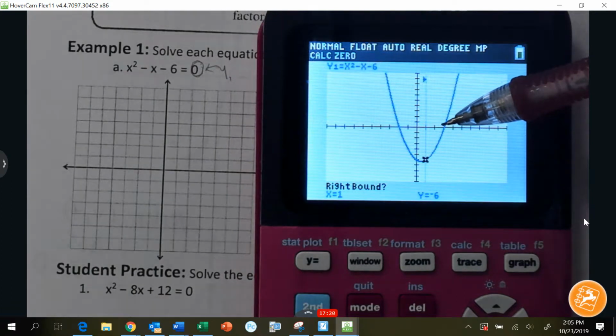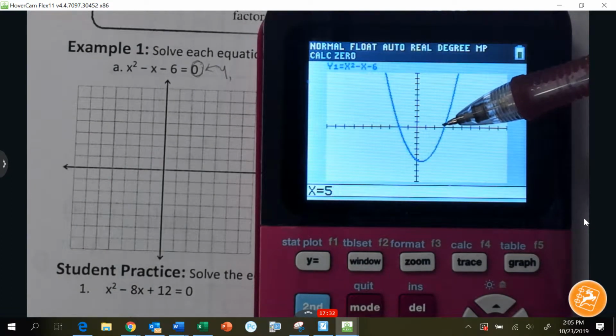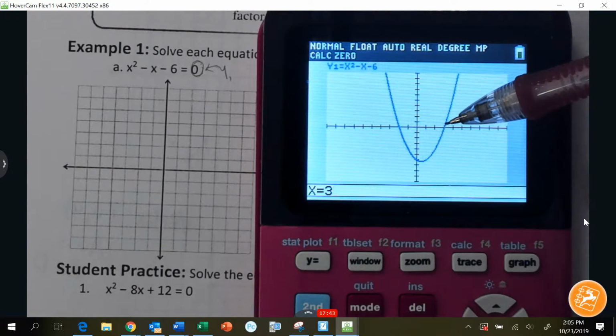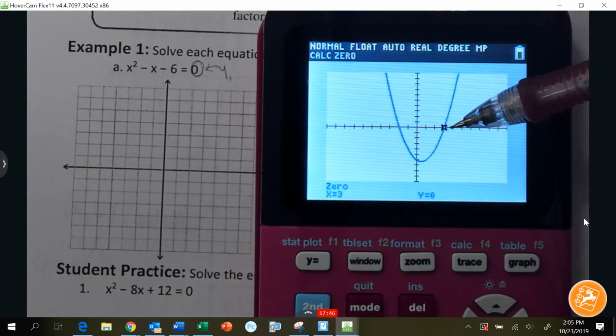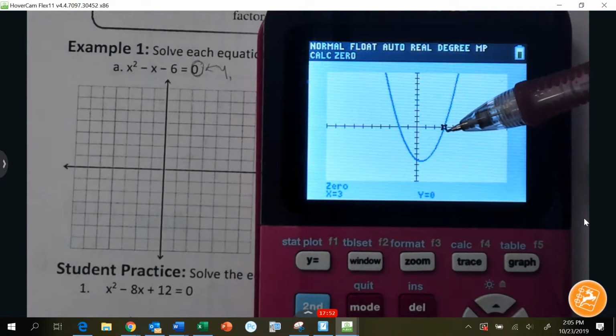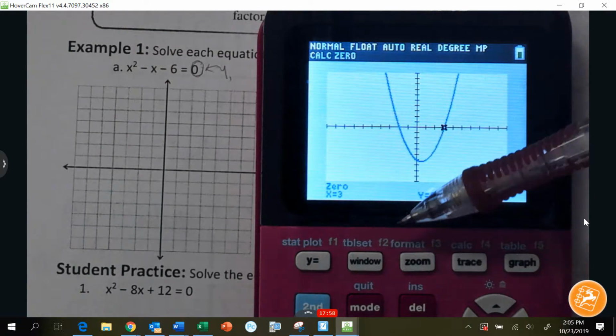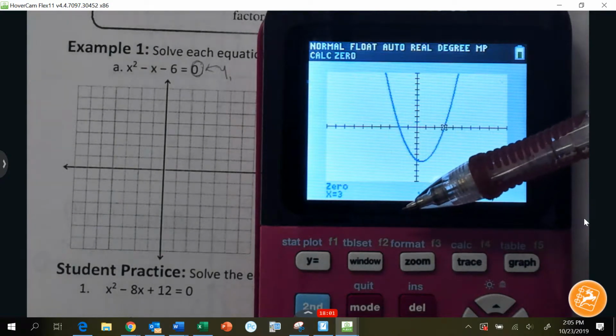I'm just typing 1, enter. See, those are the questions you want to ask. Now pick another number that is to the right. 5, enter. I literally just typed 5, enter. Now it says guess. Where do we think this is? I know, but I like to give the calculator less headaches, so I put 3. What does it say? Does it say 3, 0? Does it have the answer at the bottom? Okay, you probably just pressed the button too many times.